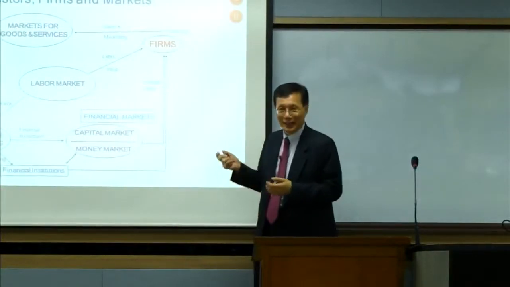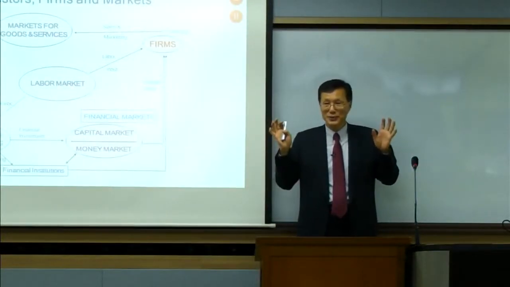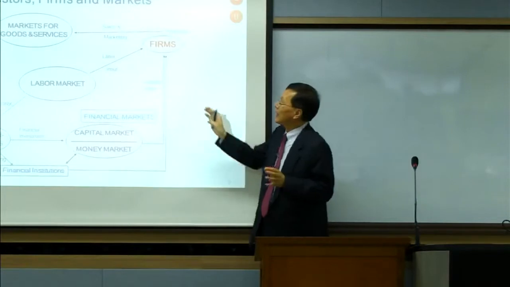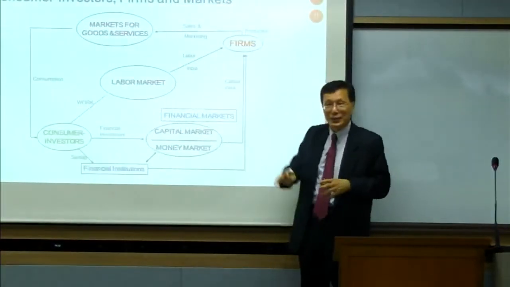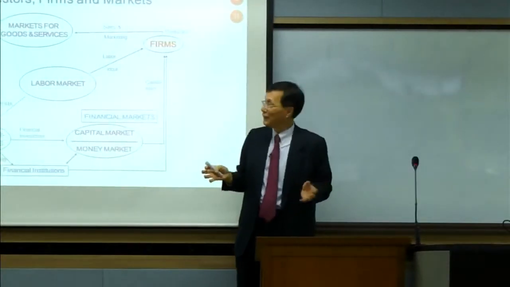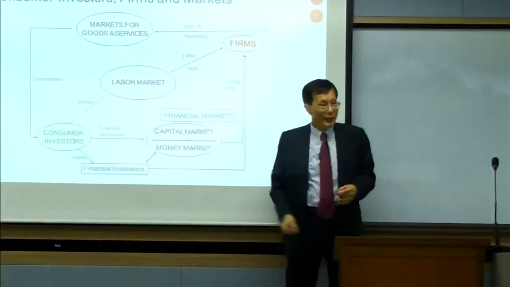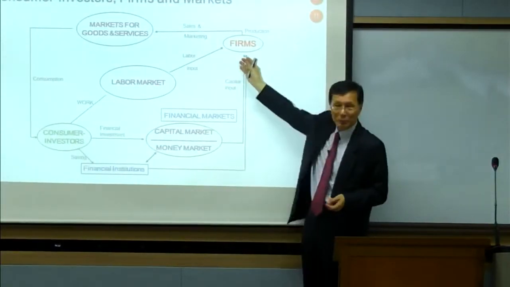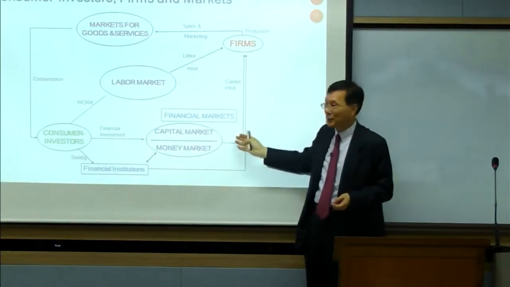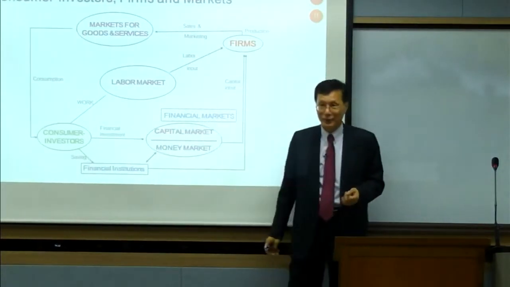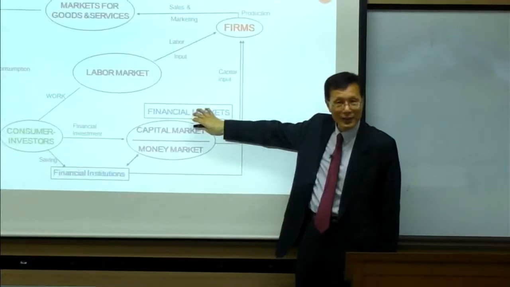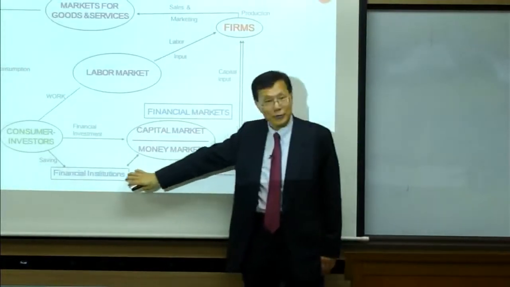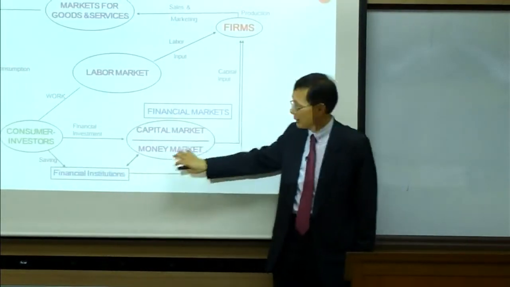Okay, any questions up to this point? Now, when firms produce, they need inputs. Labor input is one, and money, capital input is another. Where do they get the capital input? From the financial markets. And financial markets consist of both financial institutions and capital and money markets.